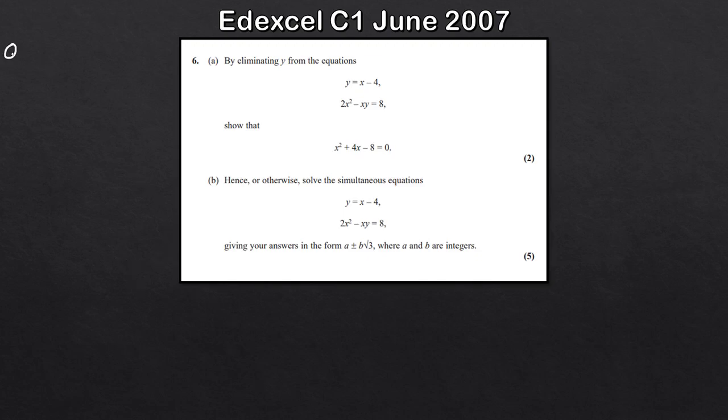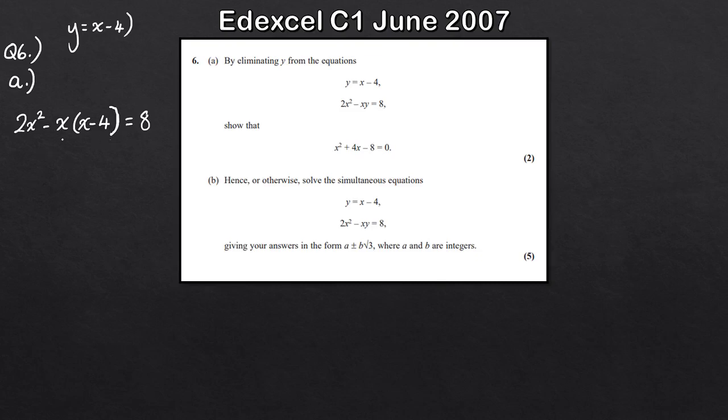So let's do this up here for question 6a. I'm going to substitute this y equals x minus 4 into my second equation. So that gives me 2x squared minus x, and then where the y is, we replace it with x minus 4, because y equals x minus 4. Okay, so this is a bit of a bad bracket. x minus 4, and this is equal to 8. Now, we should get x squared plus 4x minus 8 equals 0. So how do we get that?